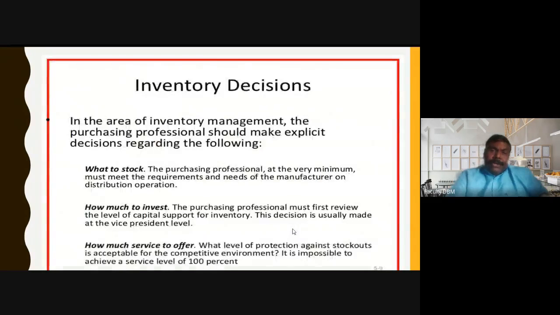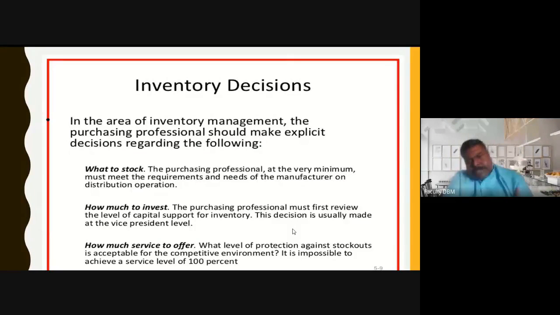So inventory decisions: what are the decisions we have to take in an inventory? In this area of inventory management, the purchasing professionals should make explicit decisions, that is, stringent decisions. What are the decisions we will be taking? That is, what to stock. The purchasing professional at the very minimum must meet the requirements and needs of the manufacturing or distribution operation.